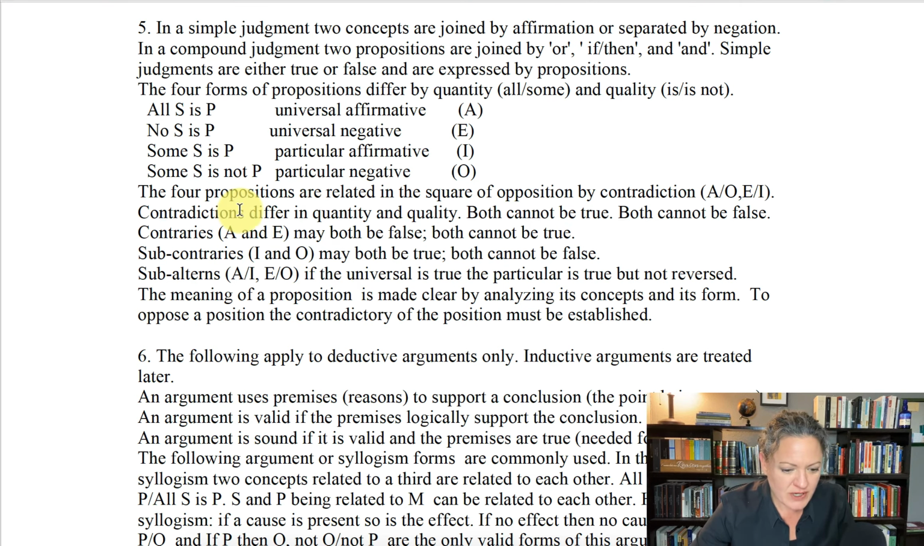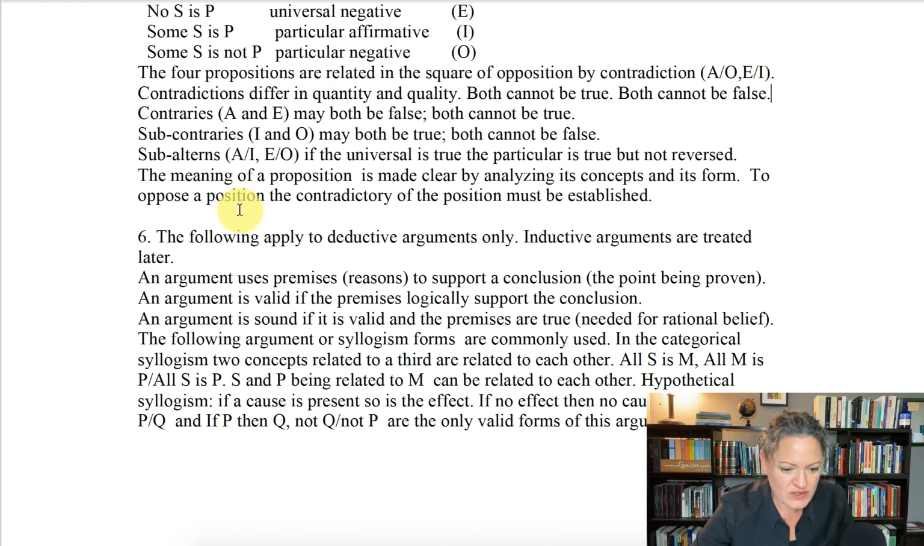Okay, let's move on and talk about the other corners. Contraries, which are the A and the E at the top, they may both be false, both cannot be true. So all apples are red, no apples are red, those are both false, right? So contraries can both be false.